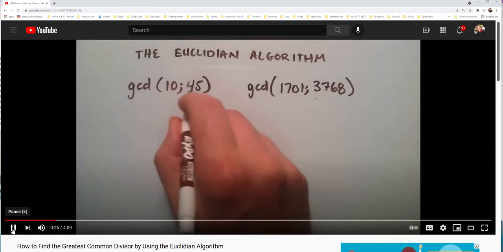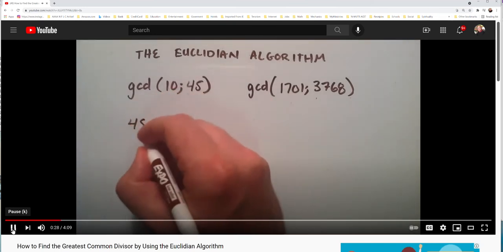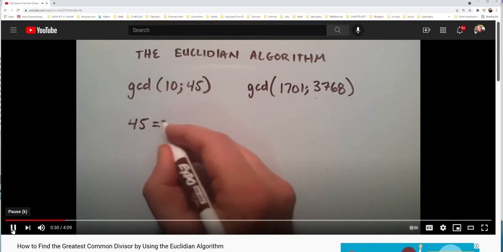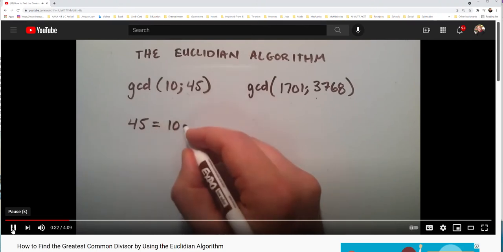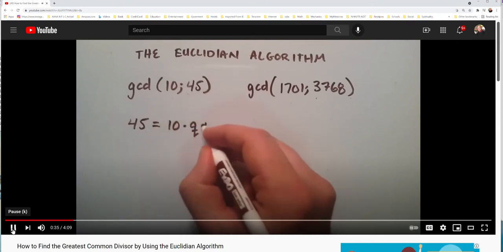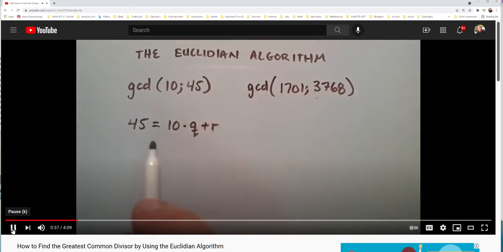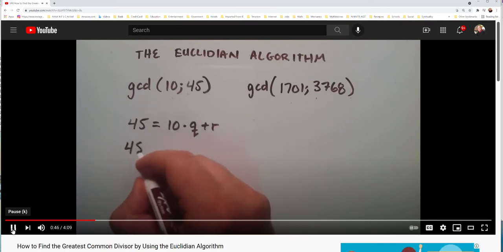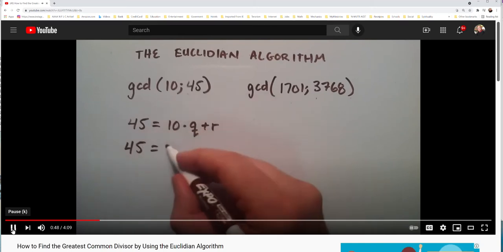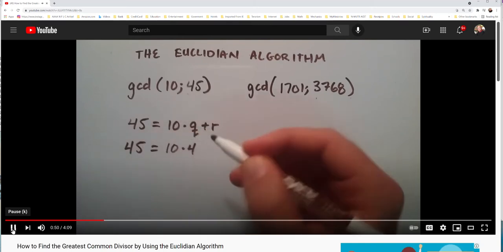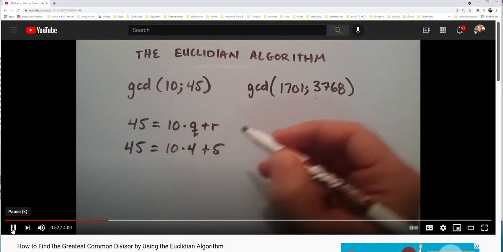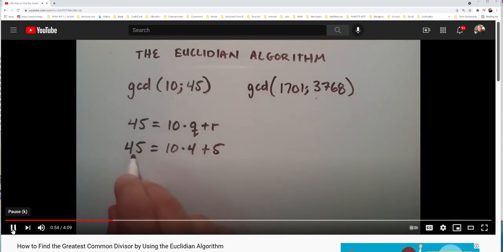So what we do is take the larger of the two numbers, in this case 45, and set it equal to the smaller number times some number q plus some number r. The q is how many times 10 goes into 45. The r is the remainder of that result. So for our case, 45 is equal to 10 times 4 plus 5. 10 goes into 45 4 times with a remainder of 5.